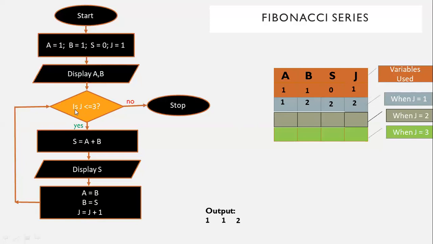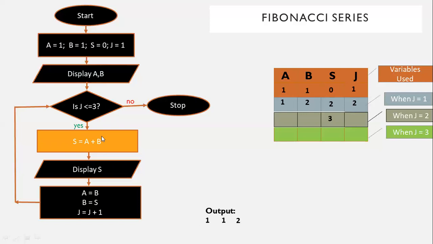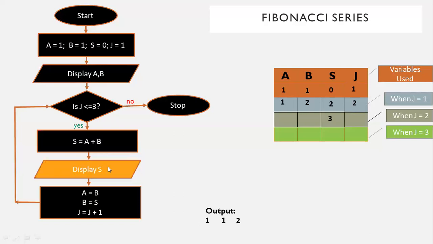So is the value of J less than or equals to 3? If yes, then we have to go downwards. Yes, and for this condition, when the value of J is 2, the condition is true. So we are going downwards. S is equals to A plus B. So that's 3. Now we have to display the value of S. Okay, the value is shown in the output.